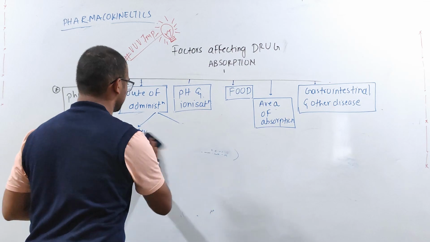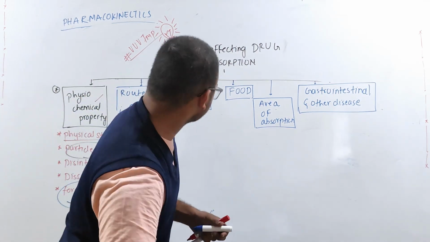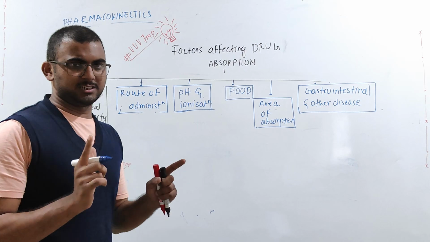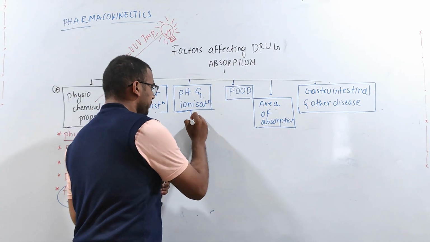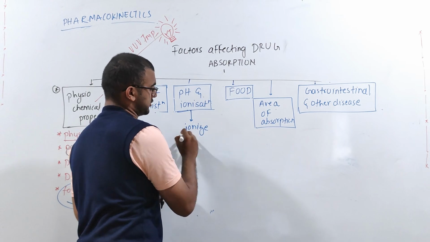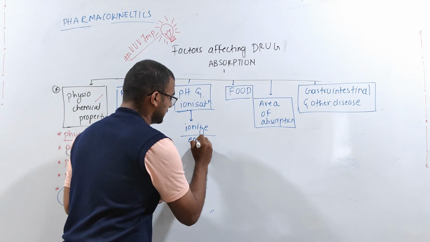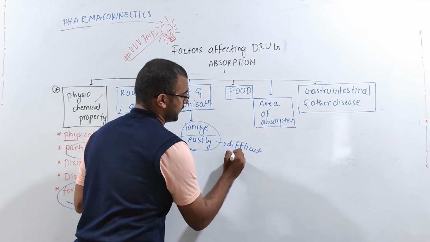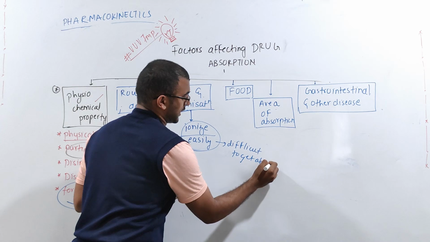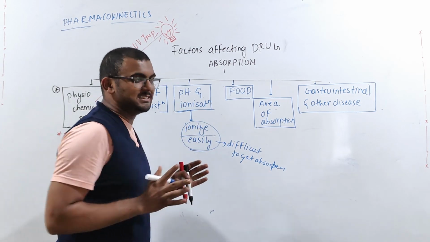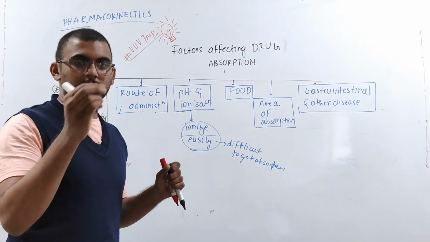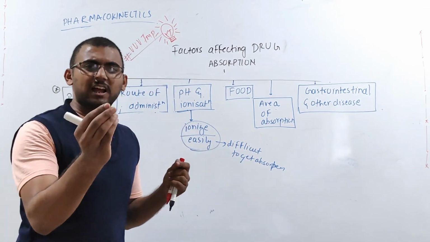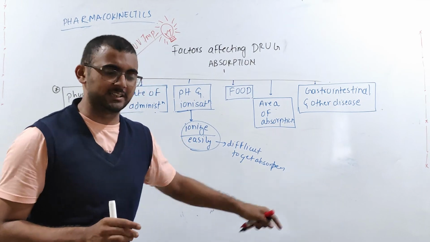Okay, fine. Next is pH and ionization. Try to understand this: whichever drugs are in the form of ions, or which will ionize easily, these drugs are difficult to get absorbed. When you add them in water and solubilize them, they will ionize. Ions are like cations, positive charges. When they get charges, they will have difficulty in absorption.